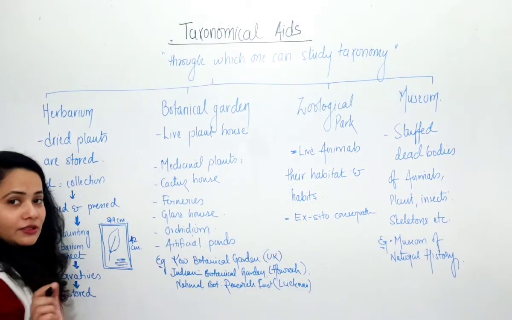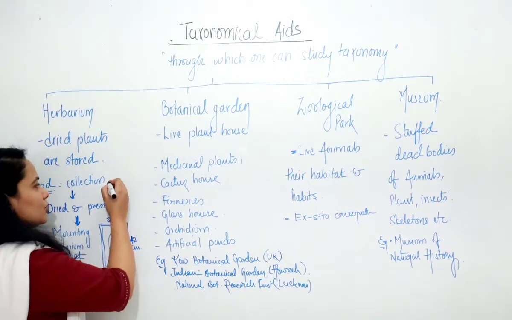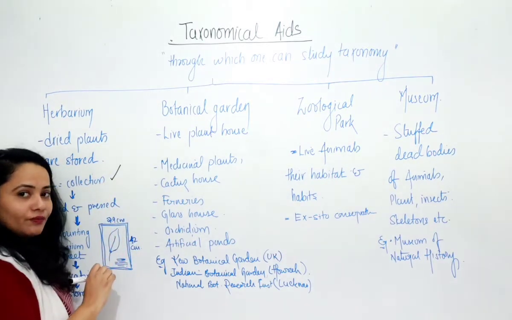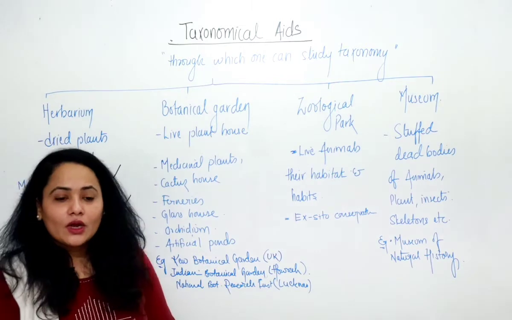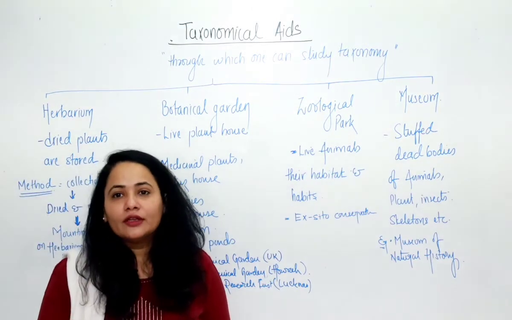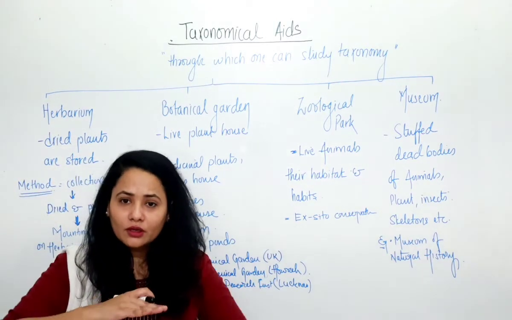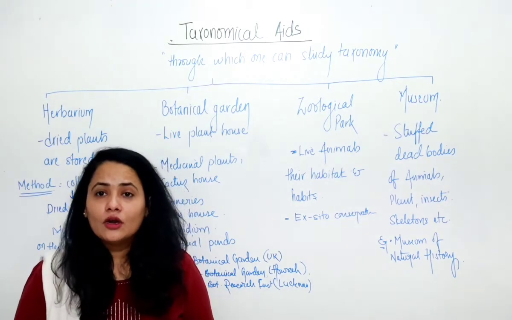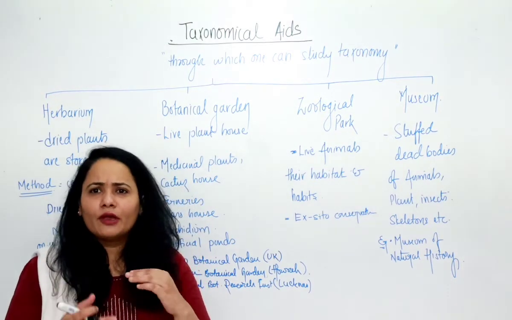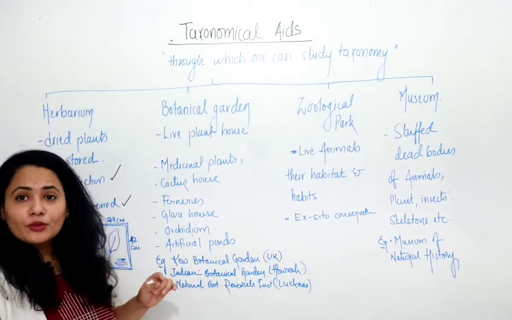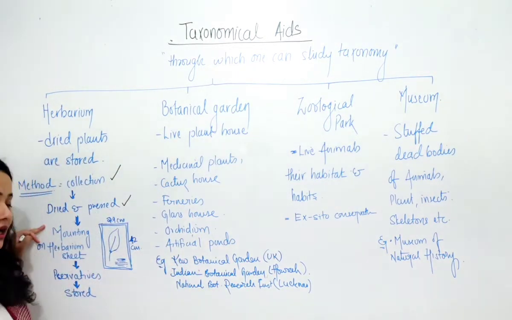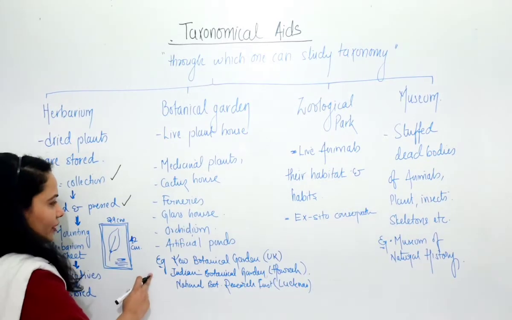So the first step to make the herbarium sheet is collection. The second step is drying and pressing. I hope you are clear. Drying and pressing is done in filter paper, or in any kind of paper through which it can be pressed nicely. Blotting paper can also be used. Then mounting is done. Now what do you mean by mounting?